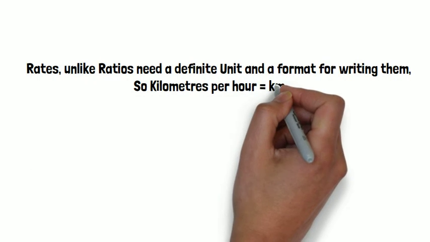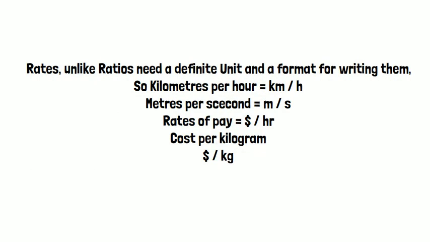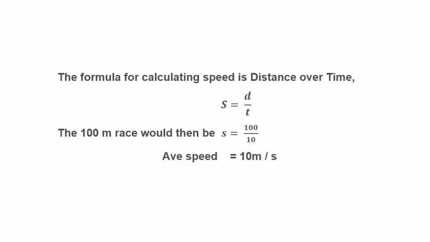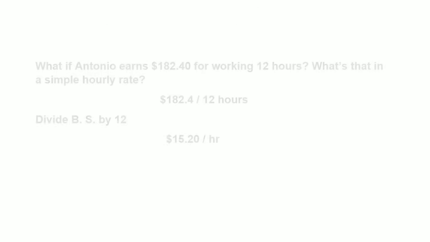When you're writing rates, we need a formula or a format. So kilometers per hour, meters per second, rates of pay, cost per kilogram, dollars per kilo. See the way it's written, that slash is called per: kilometers per hour, meters per second, and so on. Now the formula for calculating speed is distance over time, written as S equals D over T. In that earlier 100 meters race, to get the speed would be 100 over 10, 10 meters per second. So we divided 100 by 10, similar to what we did.